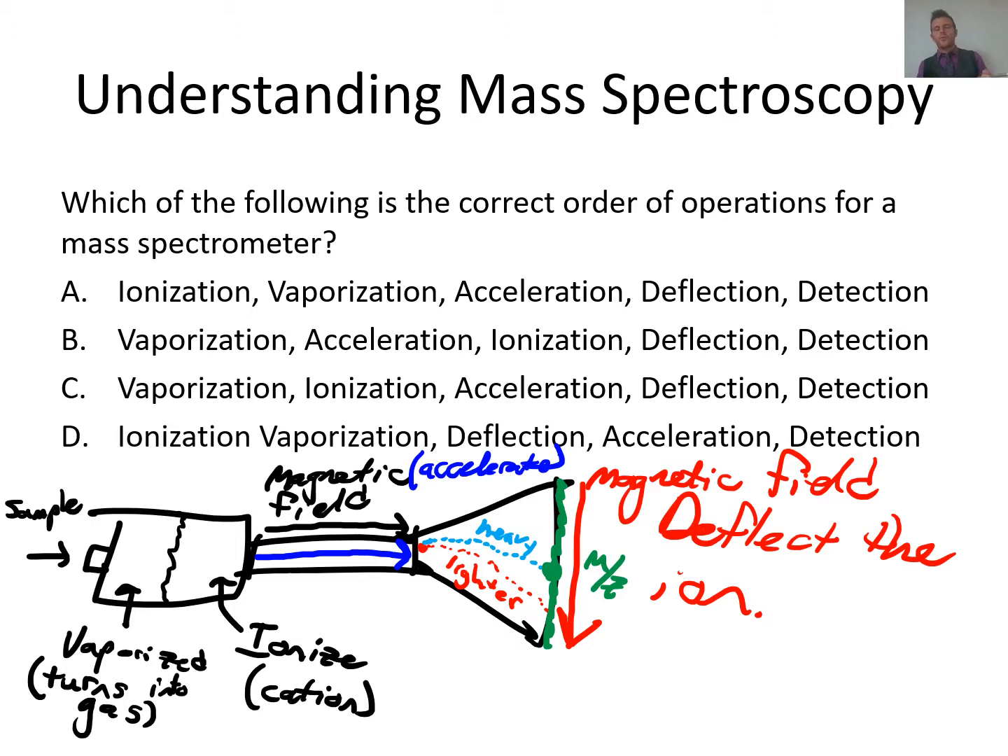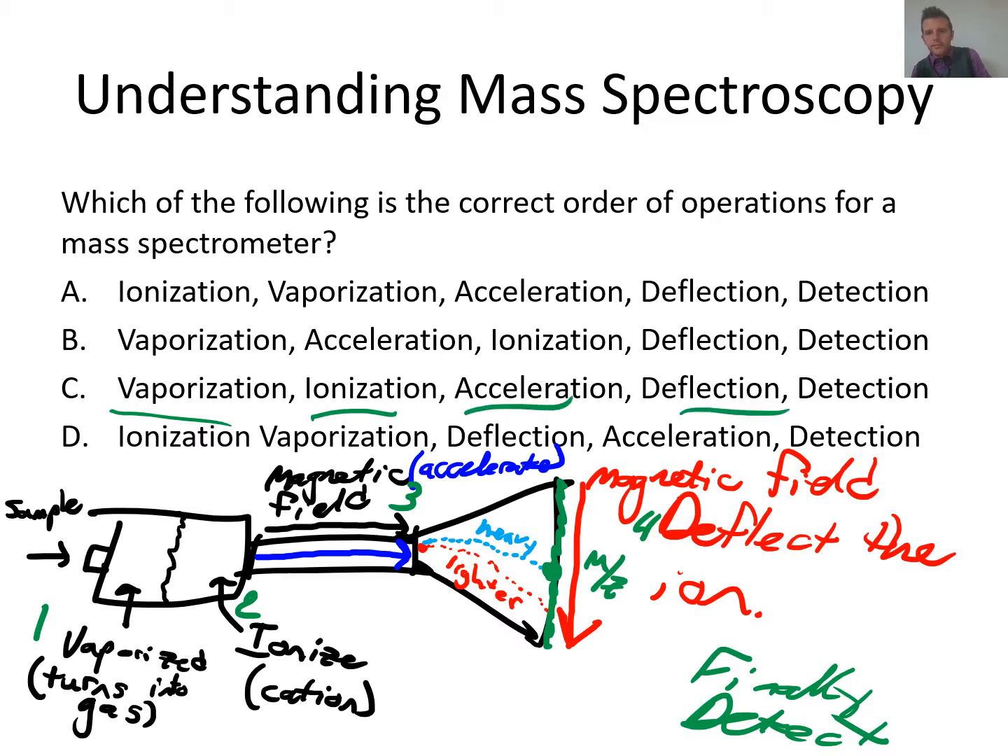So then the pattern is you first vaporize, then ionize, then you're going to accelerate, you're going to deflect it, and then finally you're going to detect. So we're looking for vaporize, ionize, accelerate, deflection, detection. C. If this logic doesn't make sense, I would strongly encourage you to come talk to me and I'll explain it, and we can draw pictures and do whatever you need to understand it. Or you can just do rote memorization. I'm never going to advocate for rote memorization though.